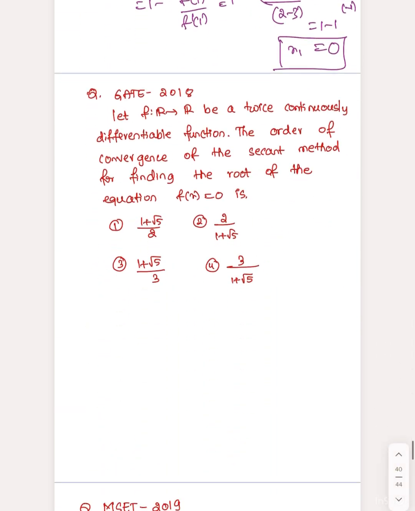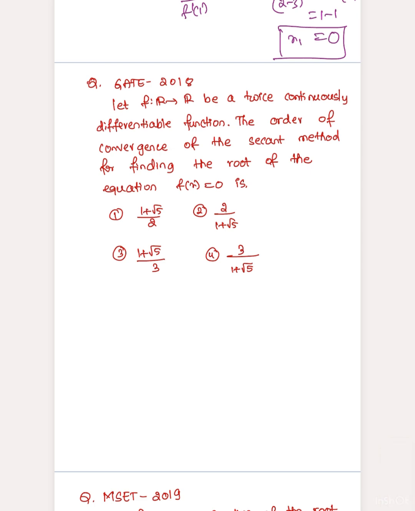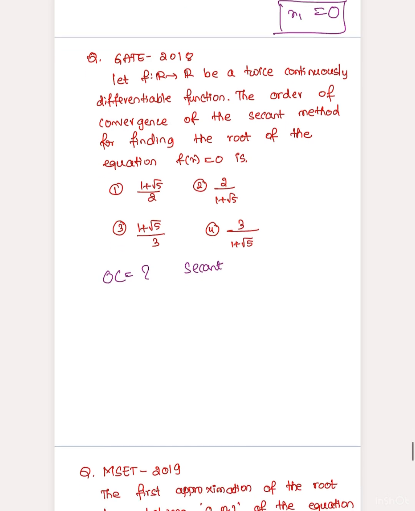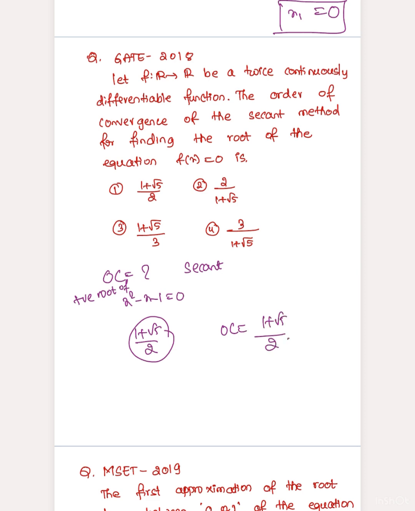Now, a question of GATE 2018. Let f from R to R be a twice continuously differentiable function. Then the order of convergence of the secant method for finding the root of the equation f of x is equal to 0 is? Here they are asking the order of convergence for secant method. We know that the order of convergence for secant method is the positive root of x square minus x minus 1 is equal to 0. That positive root is given by 1 plus root 5 by 2. Therefore, the order of convergence for secant method is 1 plus root 5 by 2. It is in option 1. Correct option is option 1.